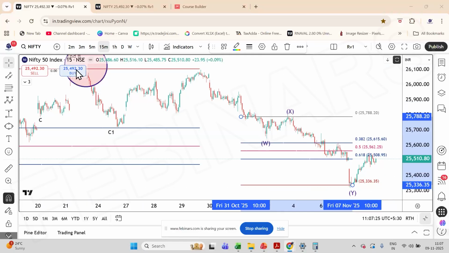Currently we are seeing smaller degree charts. Okay, let us mark the zones now here.